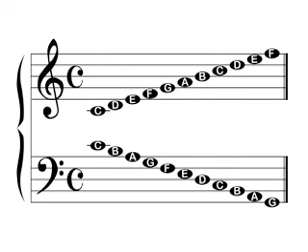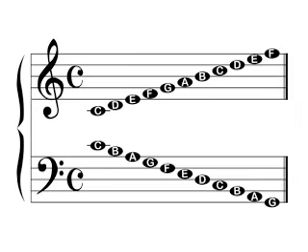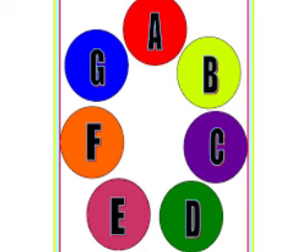That C is what we call middle C. Of course, you can see it's directly between the treble and the bass staff. So if you check everything, you see that everything will rhyme alphabetically. In music, we make use of only the first seven letters of the English alphabet. We don't make use of H, I, J, K, L, M, N, O, P, and the rest. We make use of A, B, C, D, E, F, G.